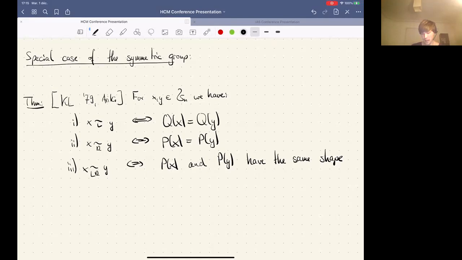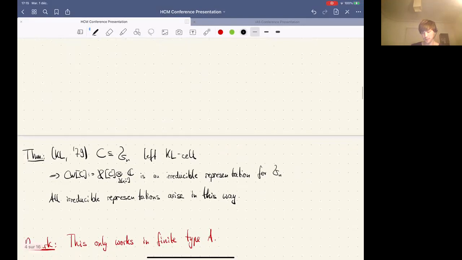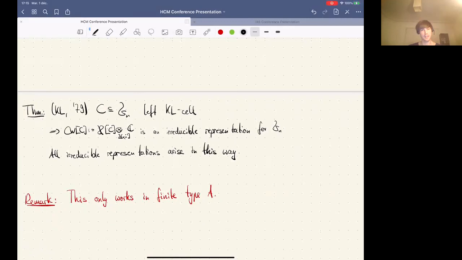And moreover, for the symmetric group, this case is really particularly nice because something happens that's really only the case in finite type A, so for the symmetric group. If one looks at a left cell in the symmetric group, a Kazhdan-Lusztig cell, one looks at the corresponding cell module, and let's just for simplicity extend scalars to C here. This holds in more generality, but we can extend scalars to C by evaluating our deformation parameter v to 1.